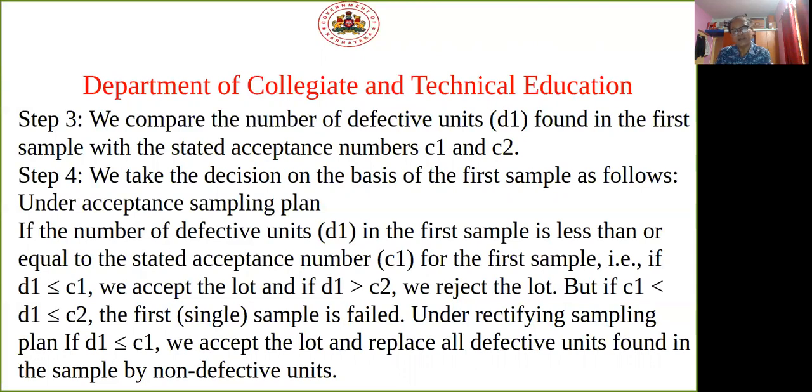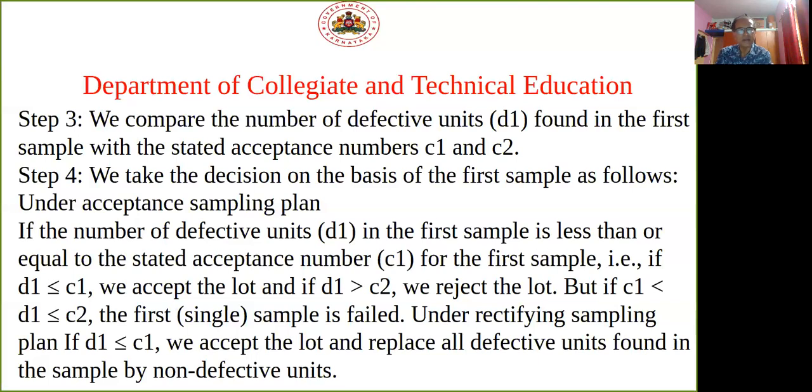If D1 is greater than C2, we need to reject the lot. So if D1 is less than or equal to C1, we accept it. If D1 is greater than C2, we reject the lot. But if C1 is less than D1 and D1 is less than C2, the first sample has failed to decide, and we go to the second sample.